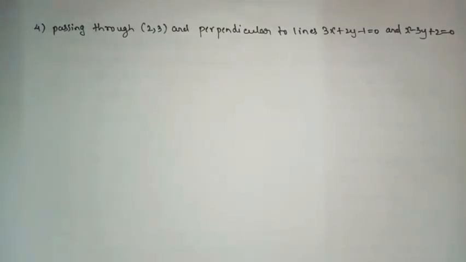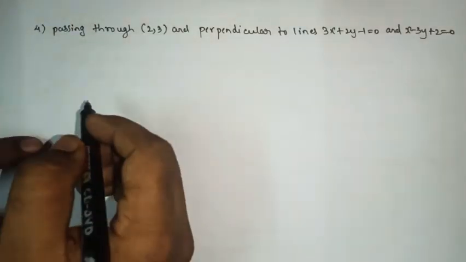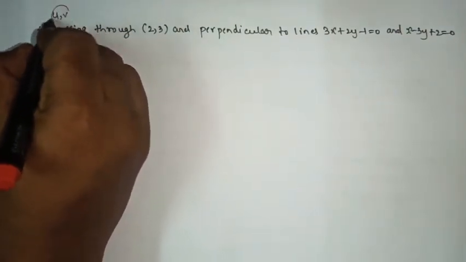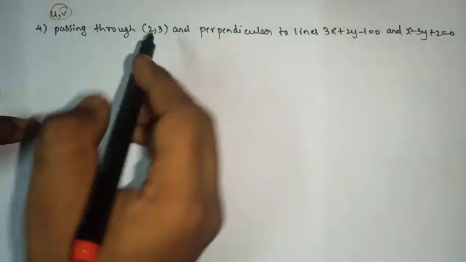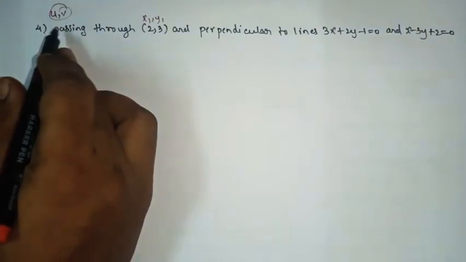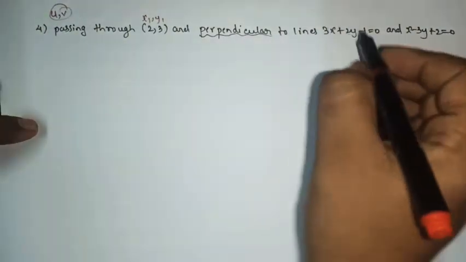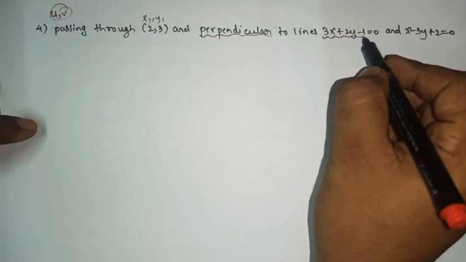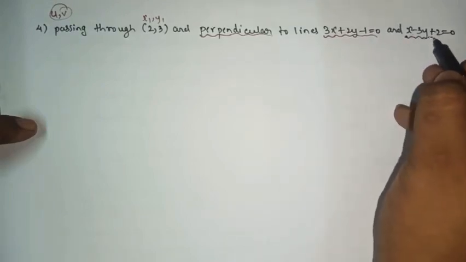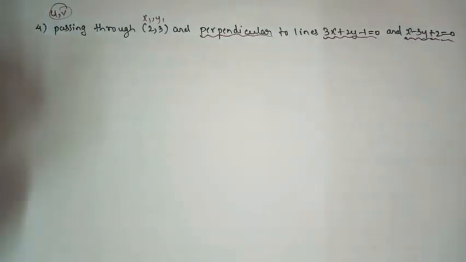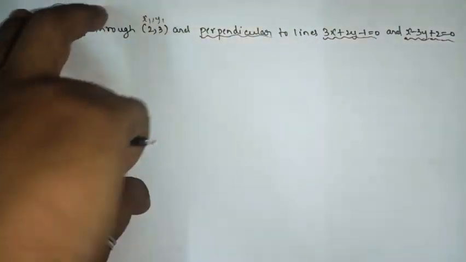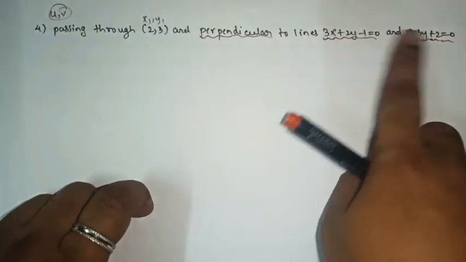Okay, so we'll take one more sum. As we know, we have to find the combined equation, so we don't know the two linear equations, we'll consider them u and v, which are passing through the point (x1, y1), and both these two lines are perpendicular to 3x plus 2y minus 1 equals 0, and x minus 3y plus 2 equal to 0. So here the word is what? Perpendicular. Both the lines are perpendicular to these equations.